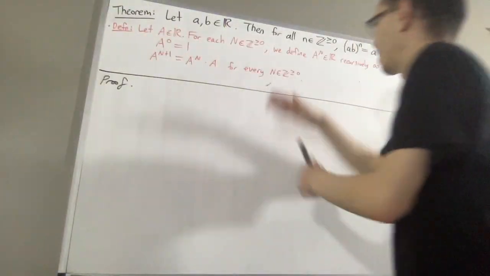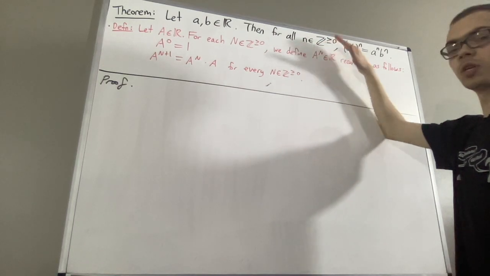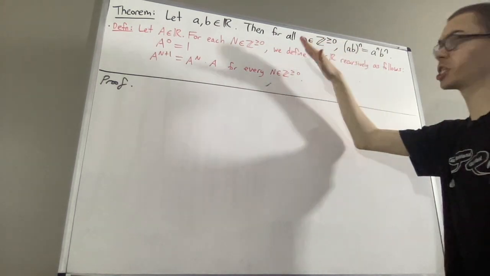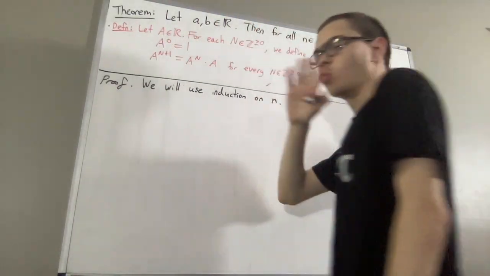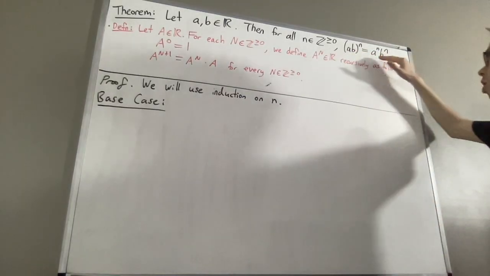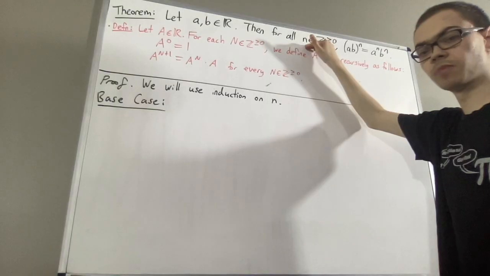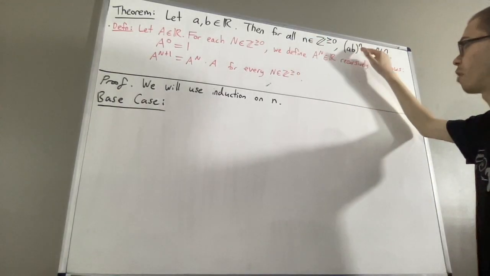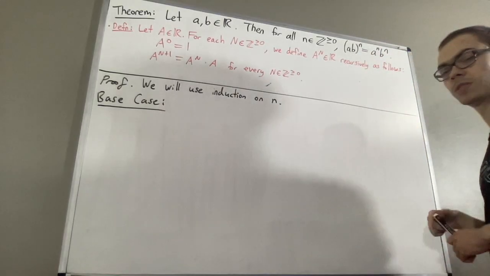Now we're trying to prove a statement about all integers n greater than or equal to 0. So we're going to prove this statement by induction on n. So we'll start with the base case. In the base case, we are trying to prove that this equality is true in the case where n is equal to 0. So really, we want to show that (ab)^0 is equal to a^0 times b^0.